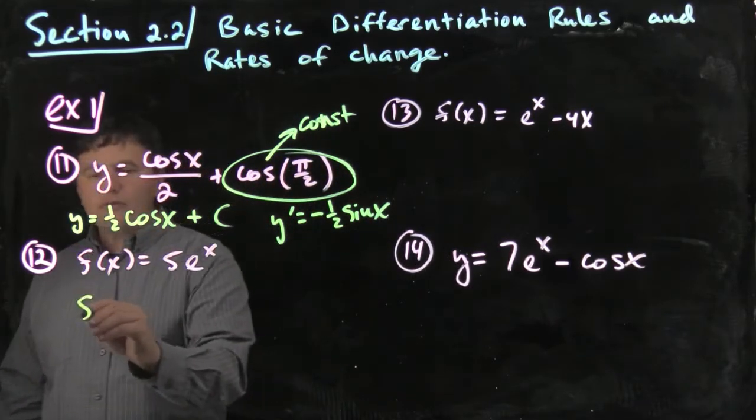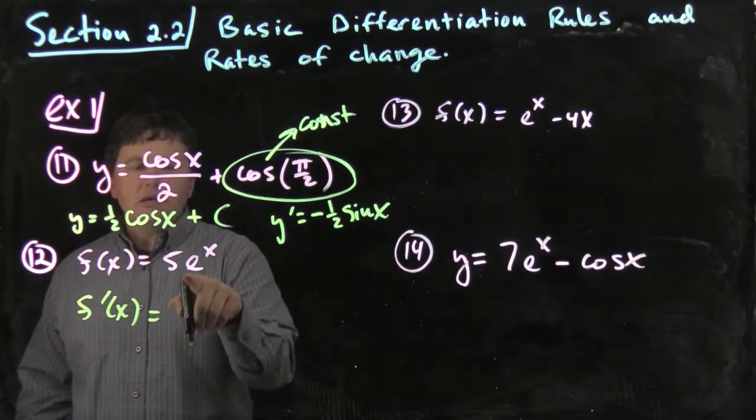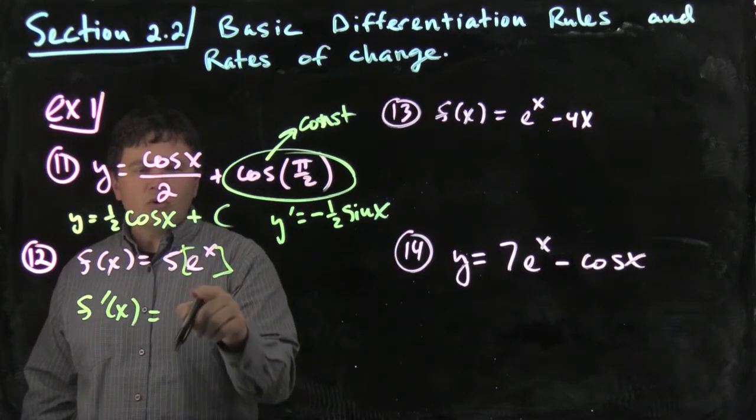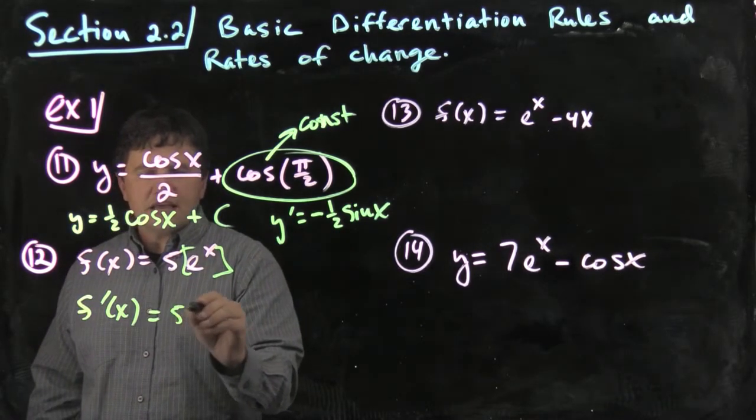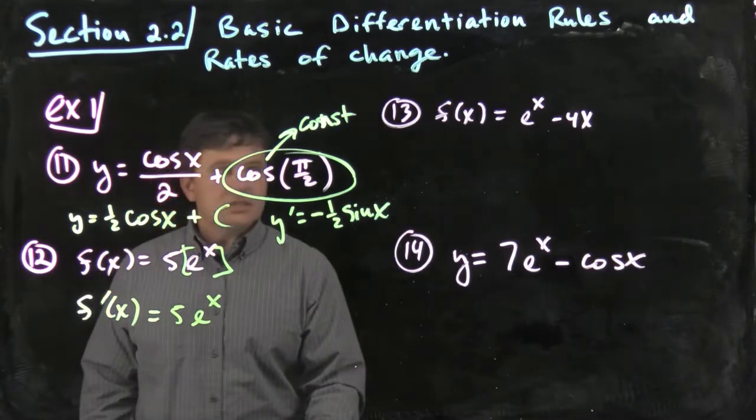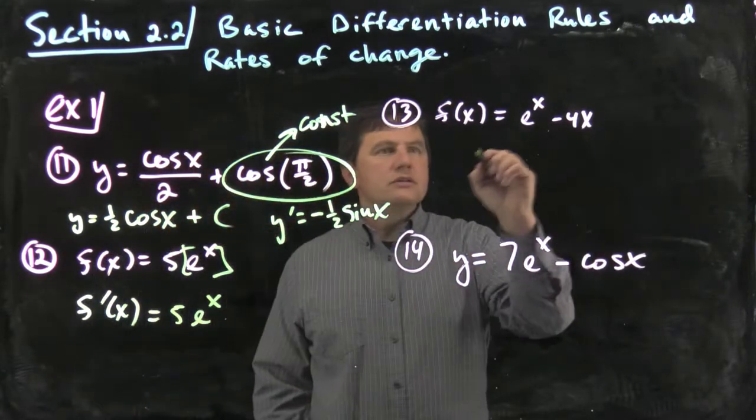Okay, 12. Take the derivative of this. Constant multiple rule. The derivative of e to the x is e to the x. You have the 5 in front, so it is its own derivative. Over here, split it up.